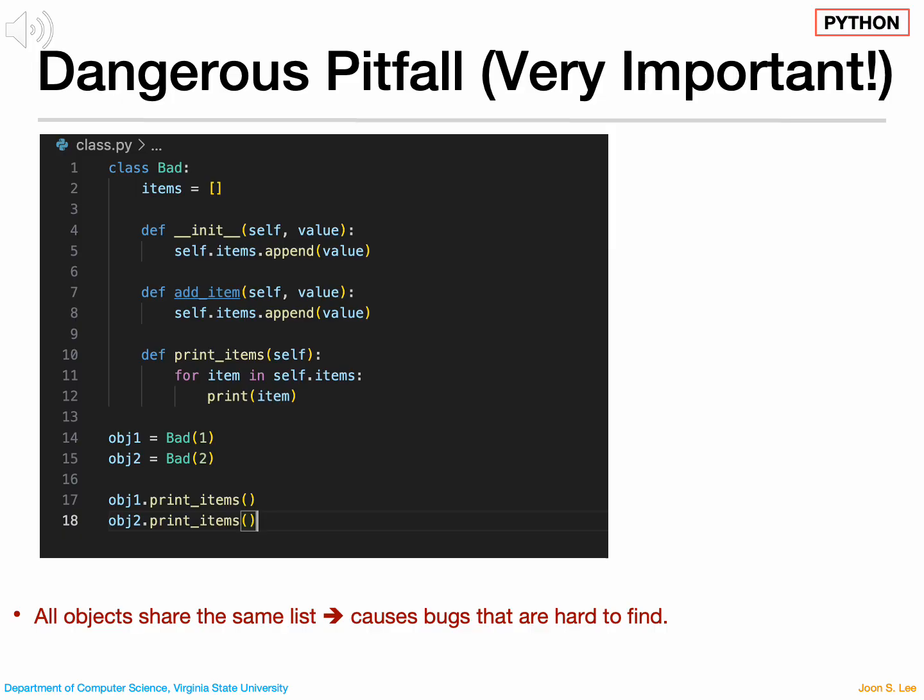Now watch what happens. We create obj1 with the value 1, and then we create obj2 with the value 2. Both constructors append their values to the same list. So when we call obj1.printItems and obj2.printItems, they both print the exact same contents. This is almost never what you want, and it leads to bugs that are very hard to track down.